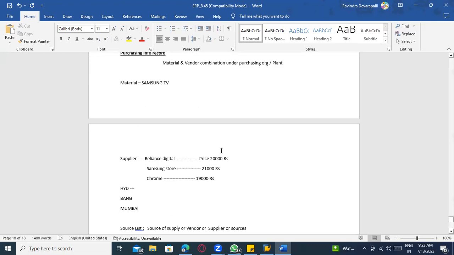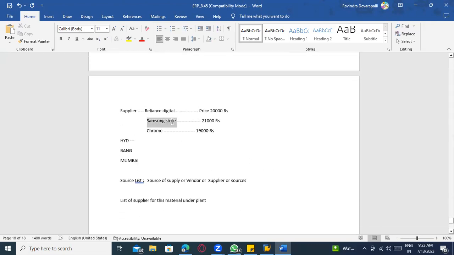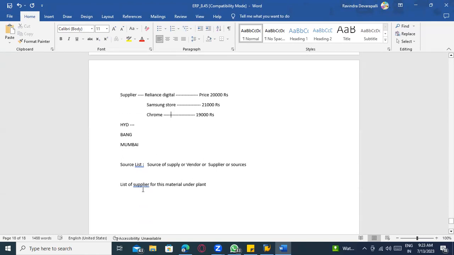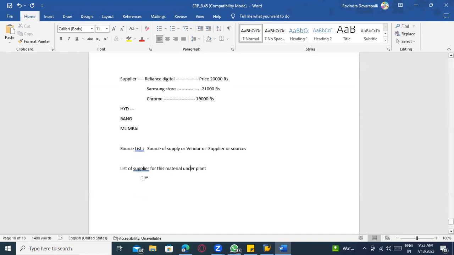Suppose the Samsung store is there across the globe, but the Croma is there only within India. Reliance Digital is there maybe in 2 to 3 countries. So different branches might have different supplier lists. Maybe local suppliers like Bajaj Electronics are located only in some areas, not across all of India. So you can maintain the list of all the suppliers for this product under this plant.